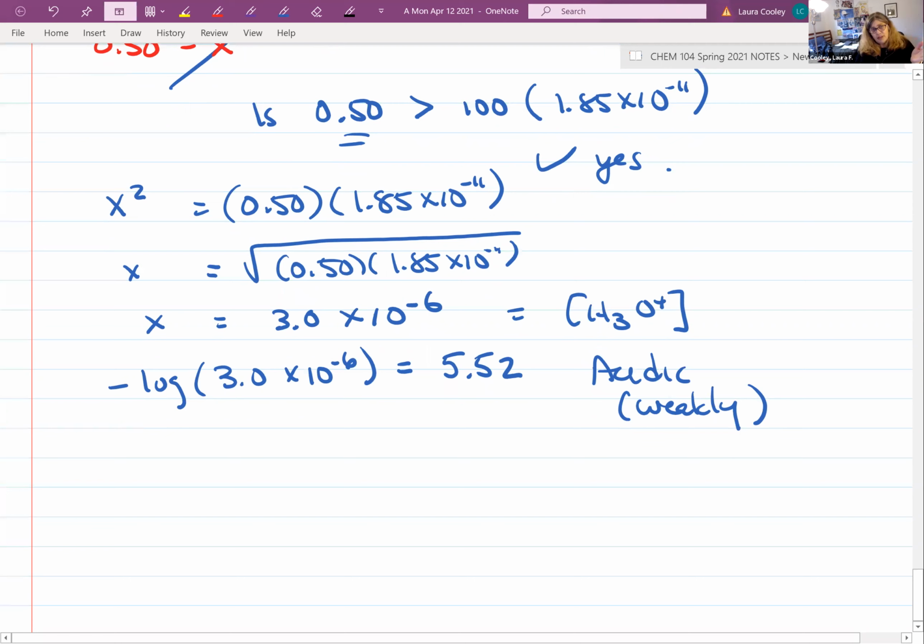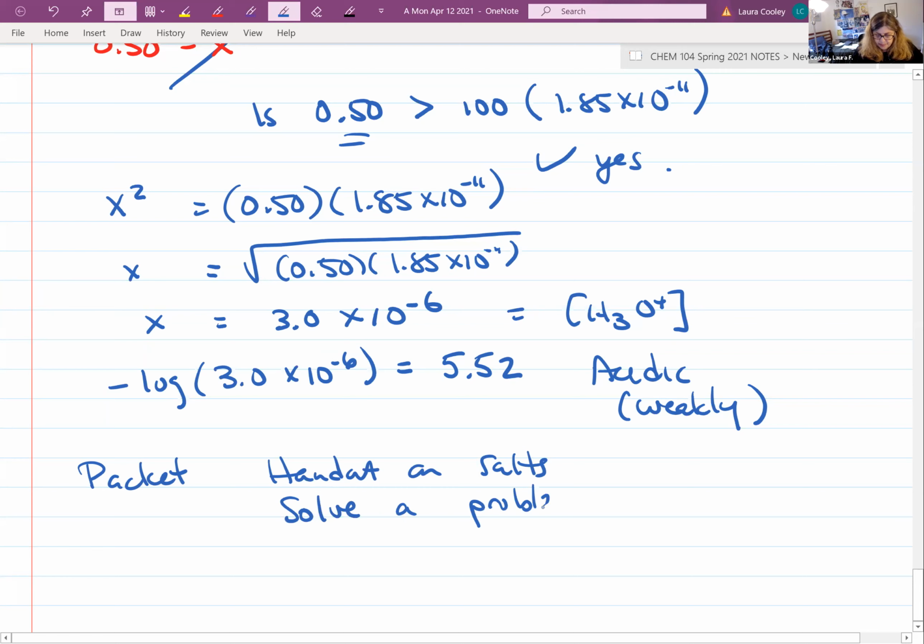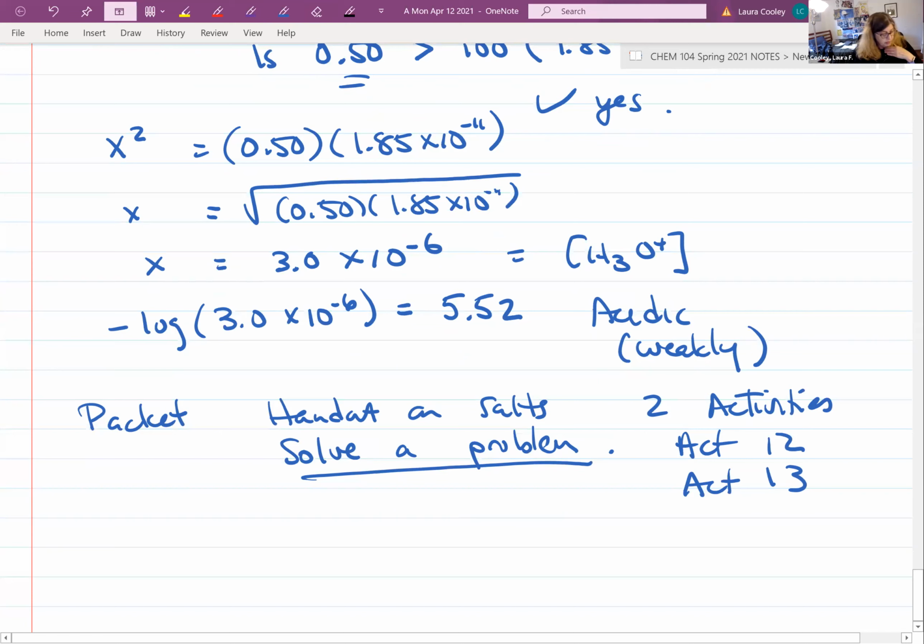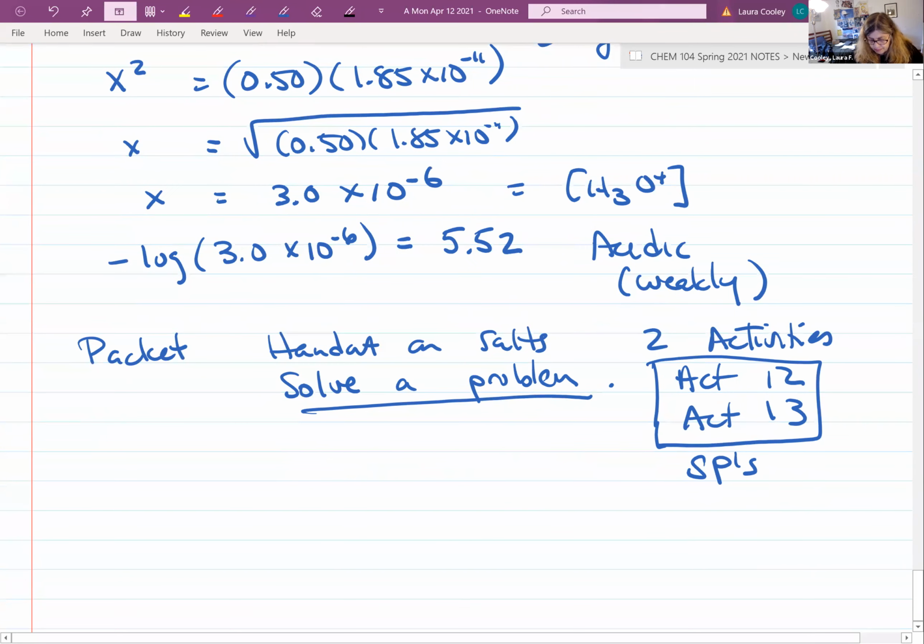So that's all I have to say about salts. And actually in the packet, don't forget I have that handout on salts. And then I actually walk you through solving a problem. Okay. And then there are two activities. There's activity 12 and 13. And one of them is a basic salt. One of them is an acidic salt. And I'll give you these as special problems. And I'll give you a while to do them because I know that you have an exam. So like, how about like a week from Wednesday or something like that?